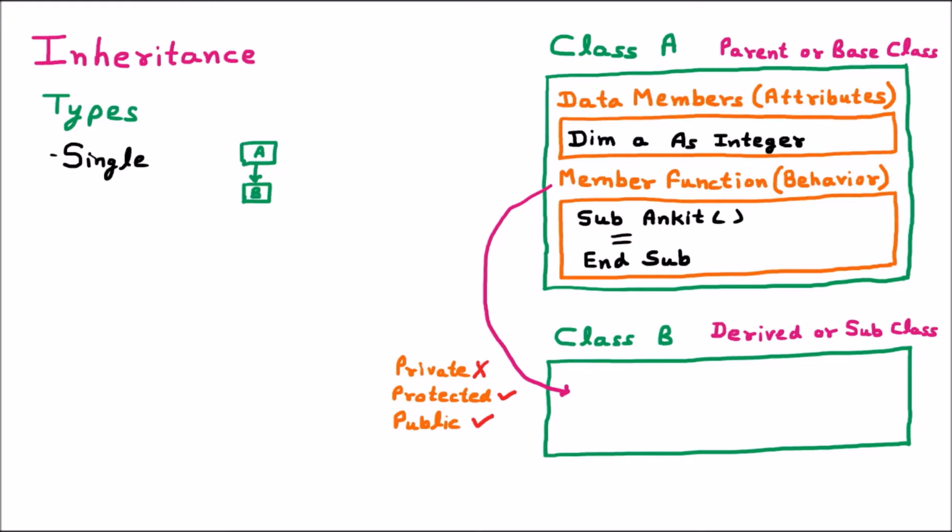The next type of inheritance is multi-level inheritance. If we talk about multi-level inheritance, as the name signifies, there are multiple levels.